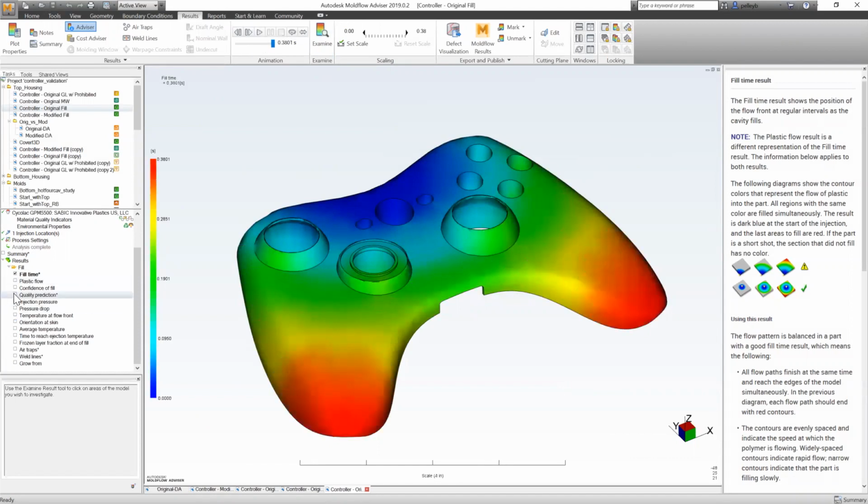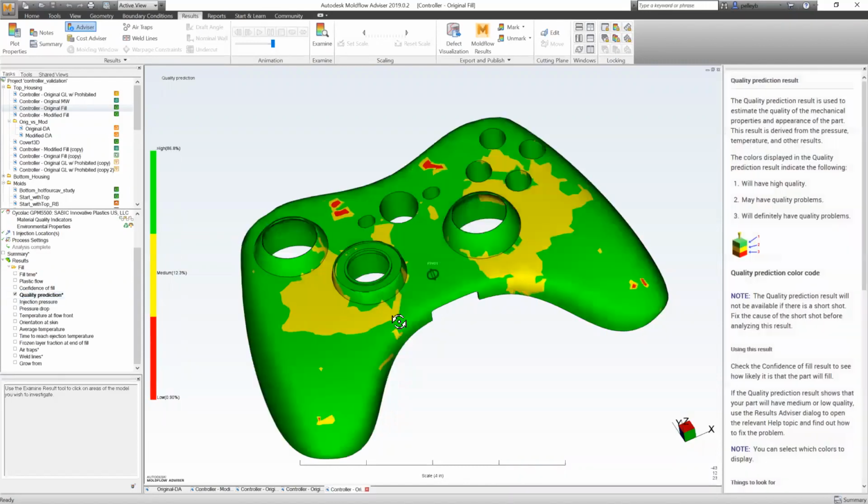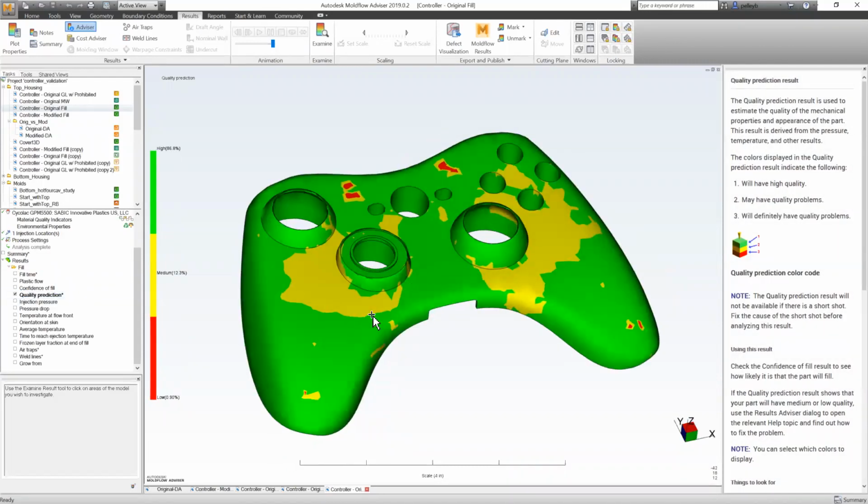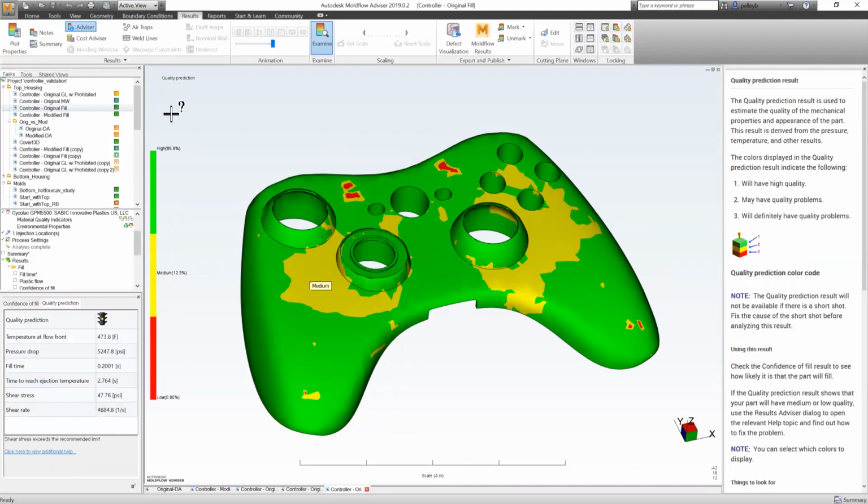But digging into other results like a quality prediction, and this is based on melt properties, shear rate, shear stress, temperature rise, gain. We can dig into these areas and find out a little bit more by examining these areas. Why are they yellow? Why are they red?